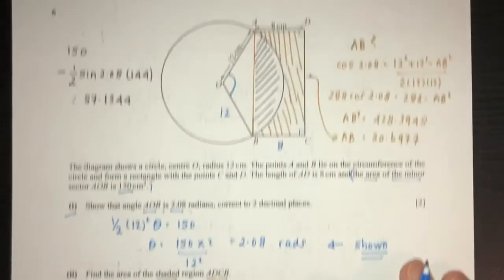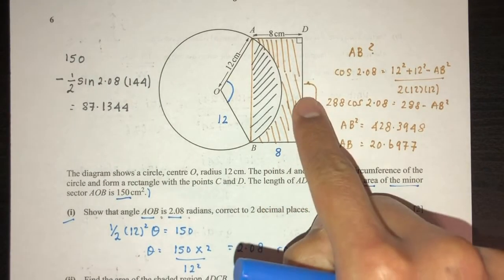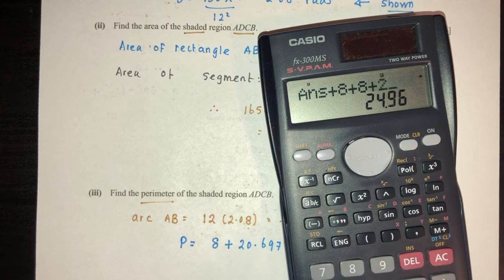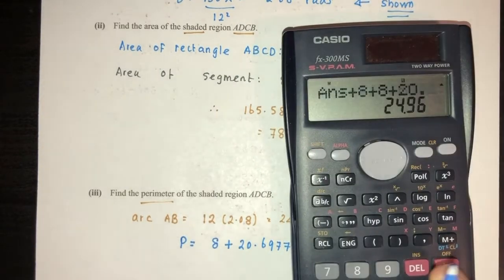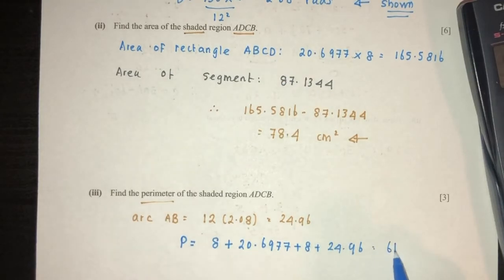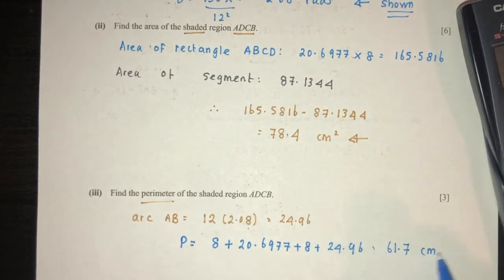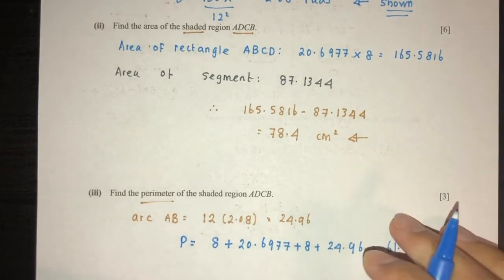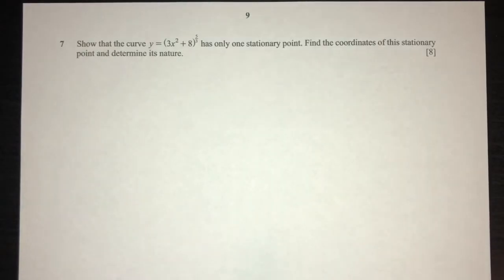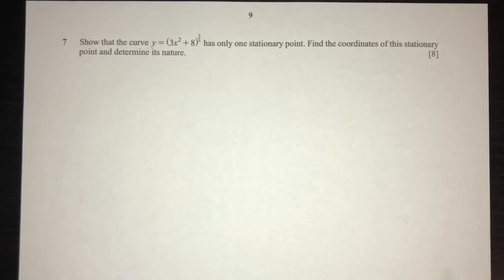If you observe, basically we are adding this, this, this, and this. Okay, that will be your perimeter. That will be 61.7 centimeters as your answer. That is question number 6. Let's move on to question number 7.